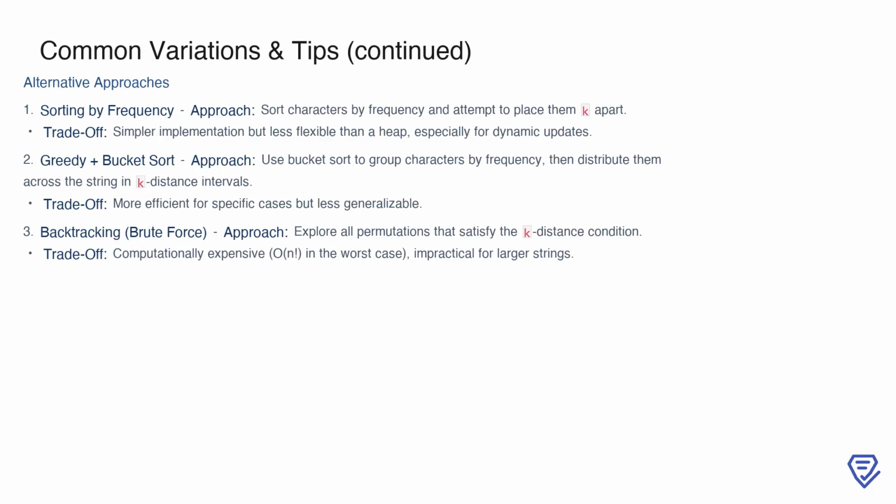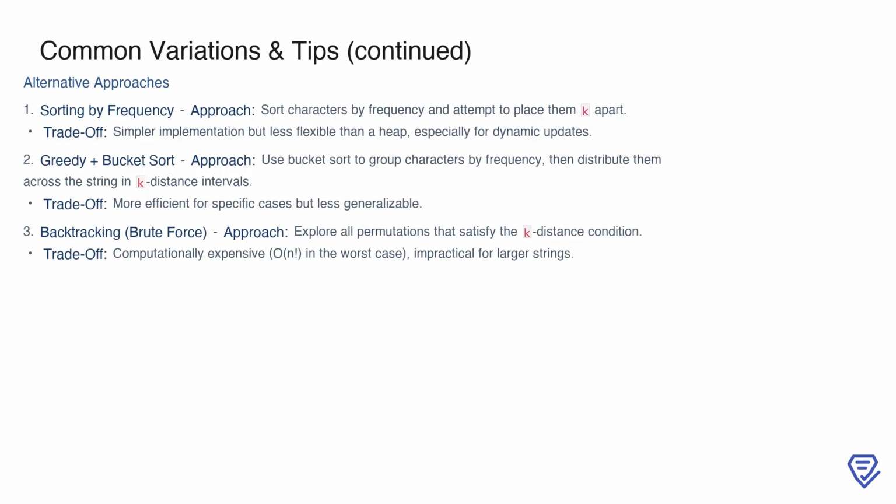There are also a few alternative approaches worth considering, each with its own advantages and trade-offs. One approach involves sorting characters by frequency and attempting to place them k-distance apart. This method can be simpler to implement but lacks the flexibility of a heap, especially when dynamic updates are needed during the placement process.